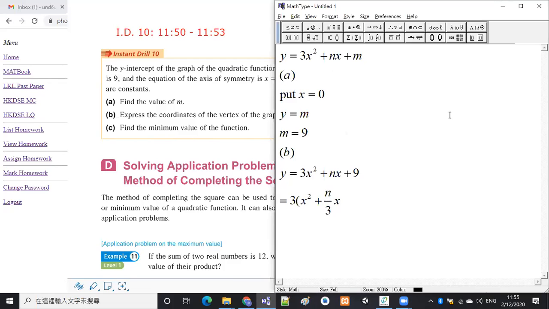n over 3x, plus 9. You need to think that when I write a 3 here, what should I write here such that when I multiply the 3 back into this bracket, I will get back this term.